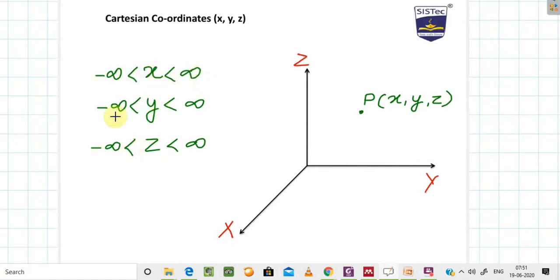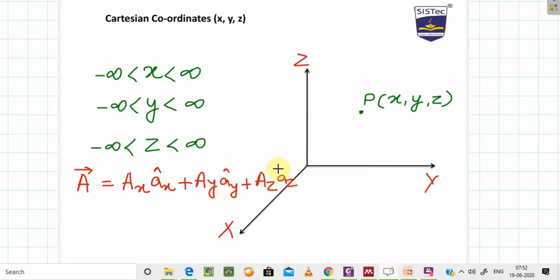Okay, so let's say I talk about any vector A. Any vector A represented in Cartesian coordinates will be written as Ax times unit vector ax plus Ay times unit vector ay plus Az times unit vector az. Okay, so in this way we can represent any vector under the Cartesian coordinate system.